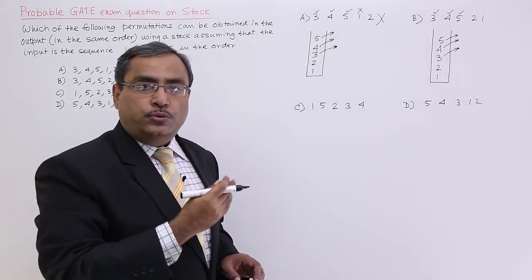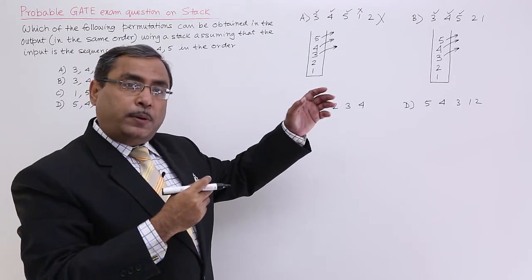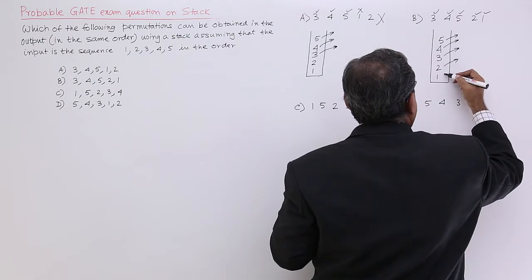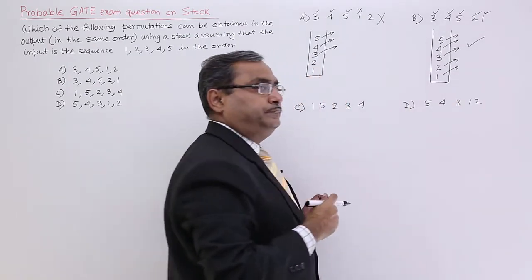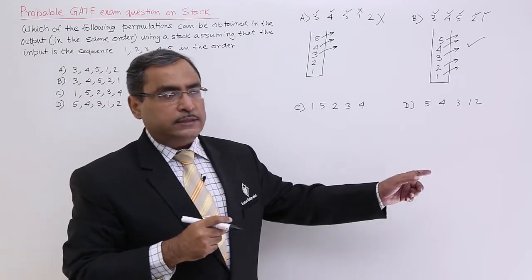Then I require 2. Already 2 is on the top of the stack because the previous 3 has got popped off. So 2 can be popped and 1 can be popped. So this is the right option. Obviously I should put a tick on B, but let us try with the others please.